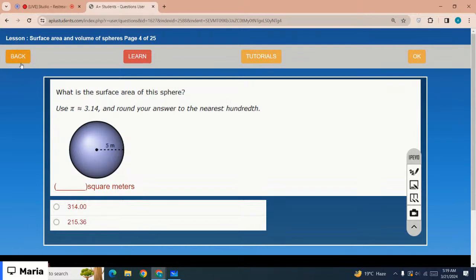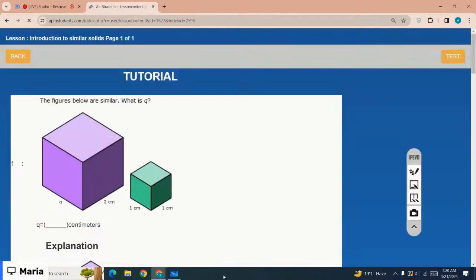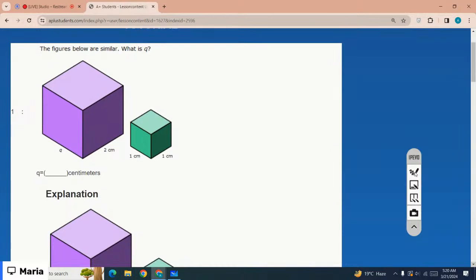The next lesson is Introduction to Similar Solids. Let's just start with the next lesson. Okay, the figures below are similar. What is Q? So whenever we're working on similar figures, we have to make the ratios of the similar sides, and then we have to equate them to find the value.